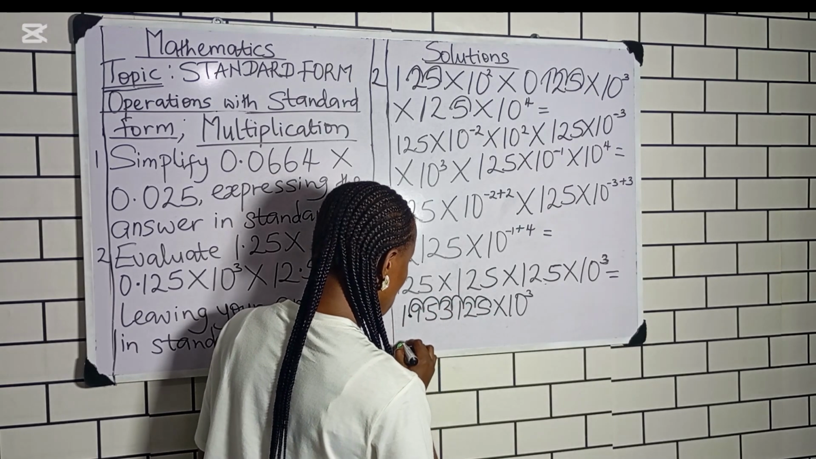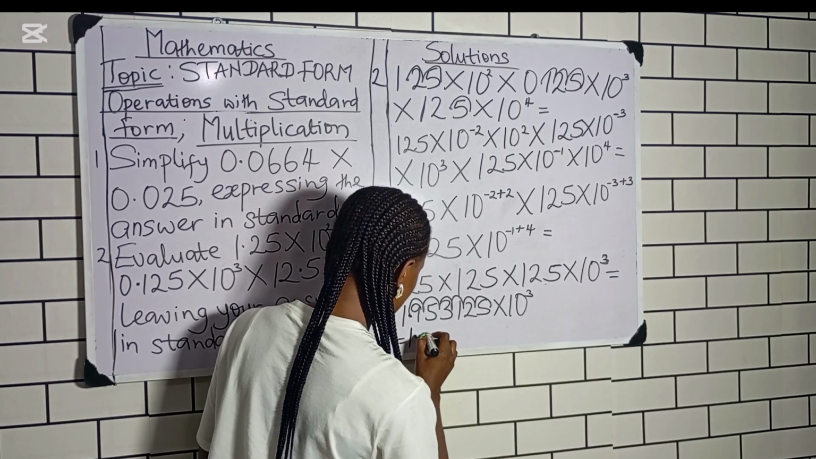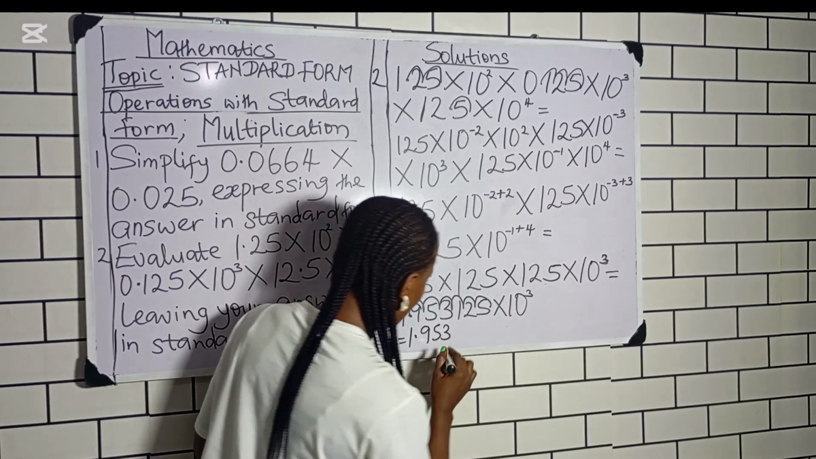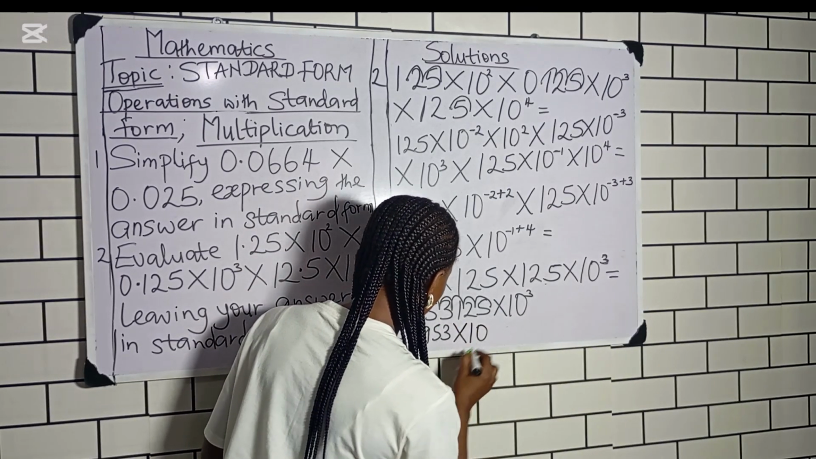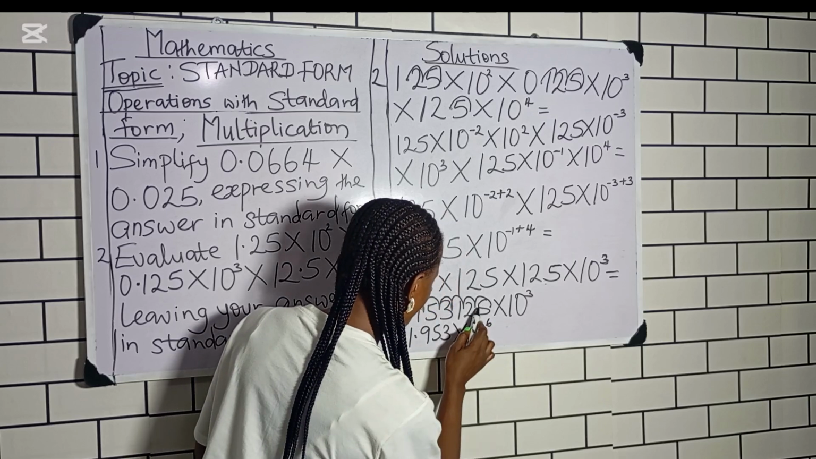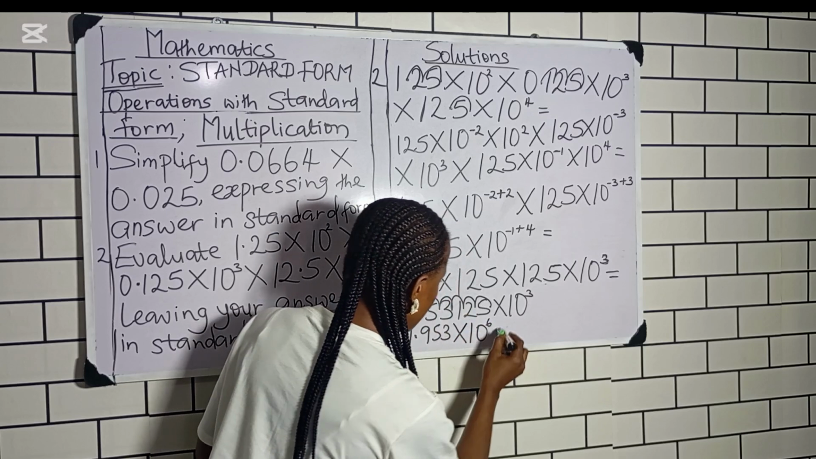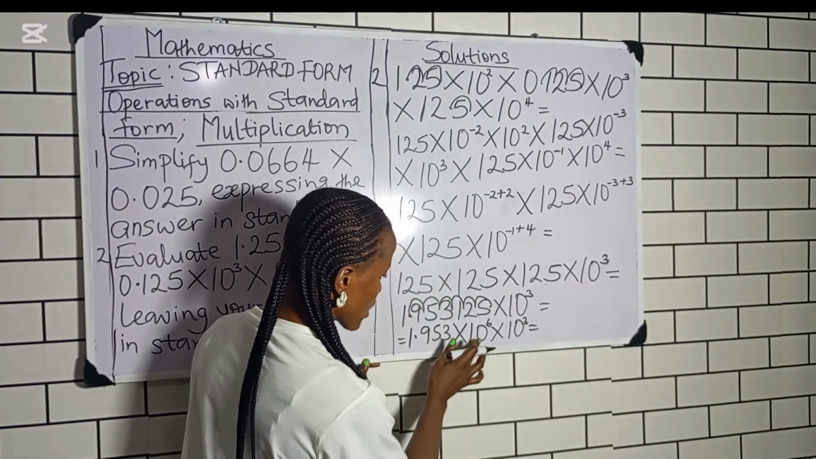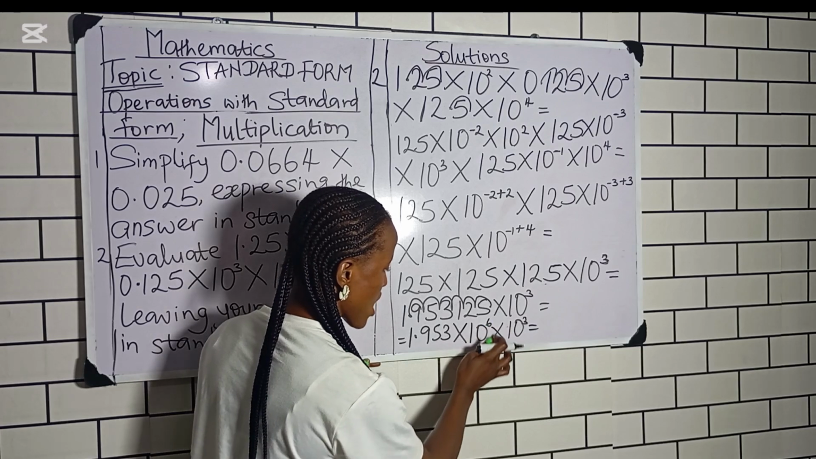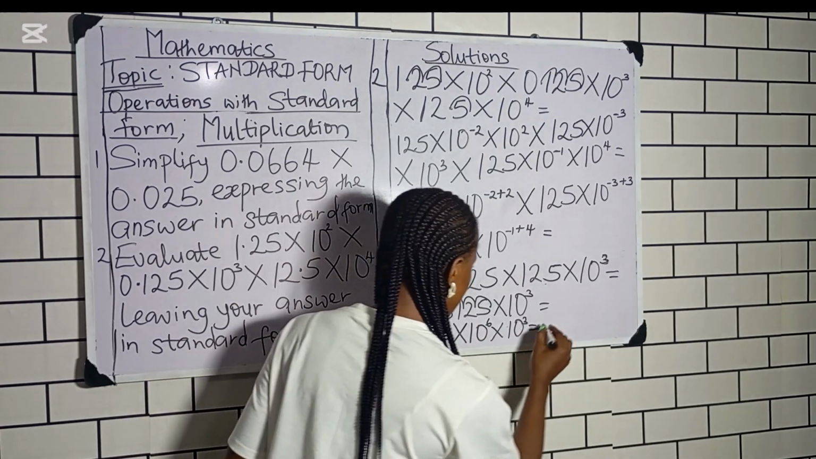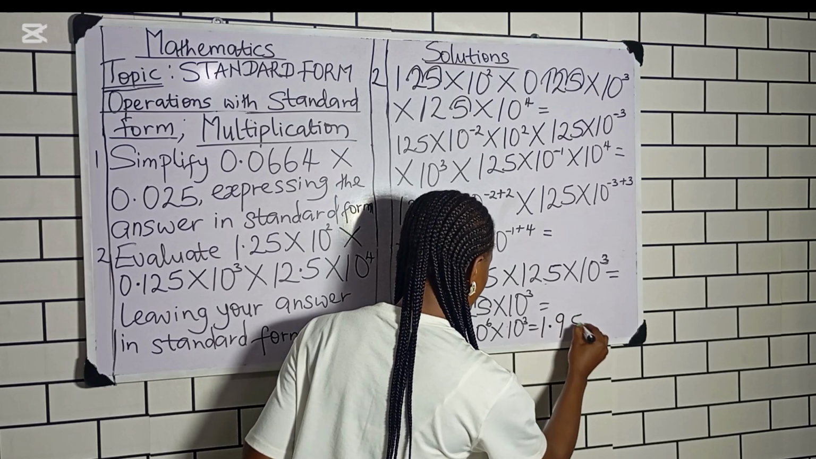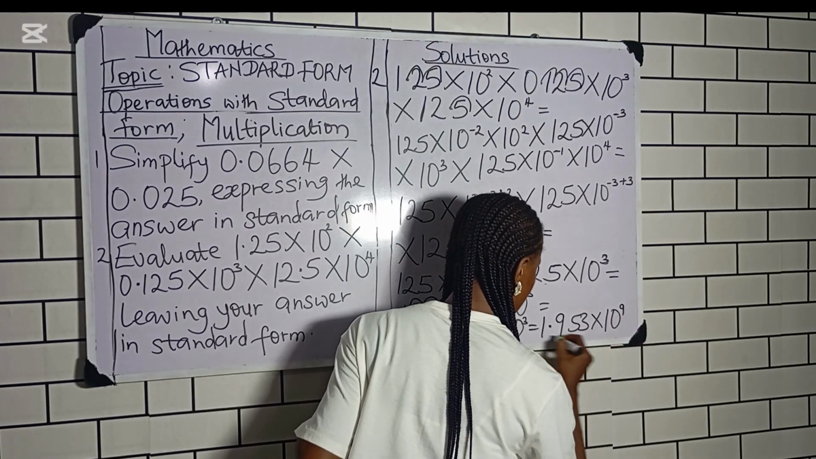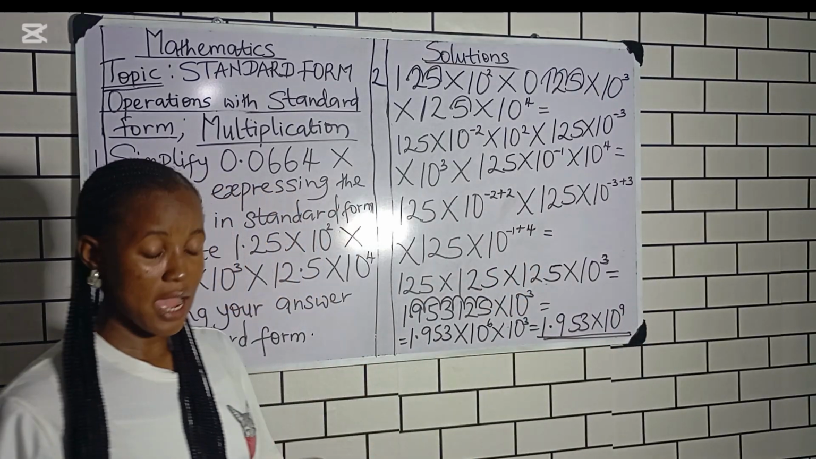Here, this will give us equals to 1.953. We can discard this one. This one is not up to 5, therefore, we discard it. Times 10 raised to power 6, because you counted 1, 2, 3, 4, 5, 6, times 10 raised to power 3. Now, here we are going to add the powers of 10 because the bases are the same and we have multiplication in between. Adding the powers here, we have 1.953 times 10 raised to power 6 plus 3, which will give us 9. 10 raised to power 9. This is our final answer for question number 2.